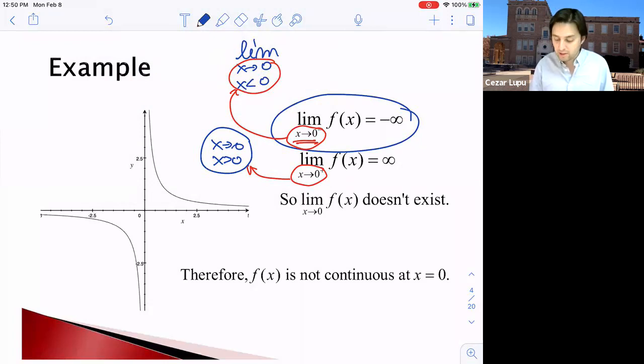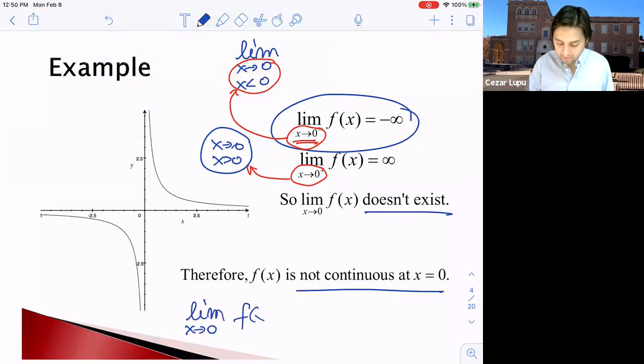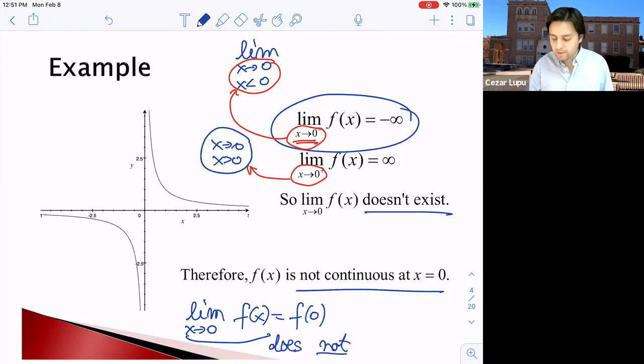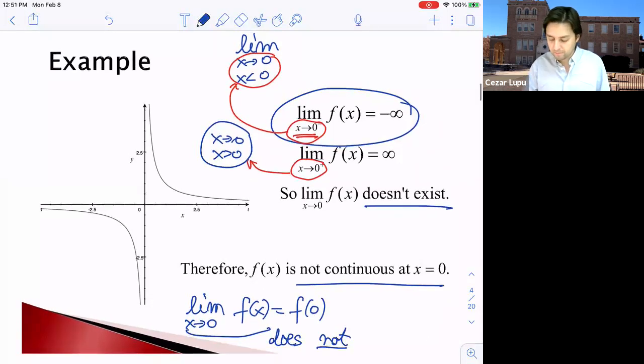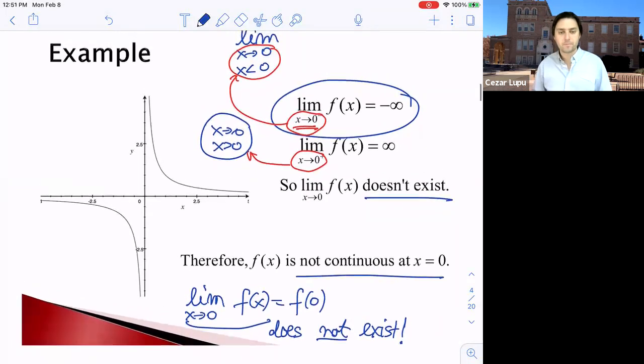So therefore, since the limit does not exist, you cannot say that the function is continuous, because continuity would imply that the limit as x approaches 0 of f of x is actually equal to the value, but even the limit does not exist. So there is no way to make this function continuous. Right? Okay.